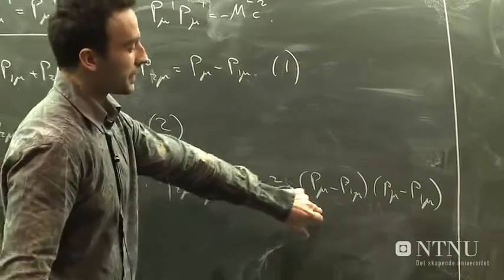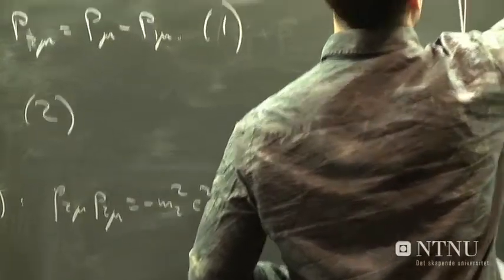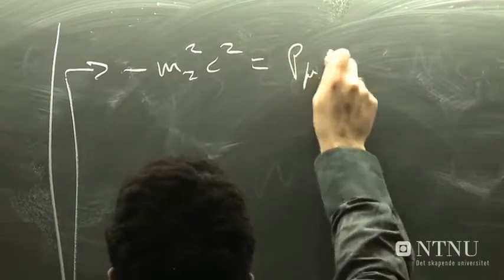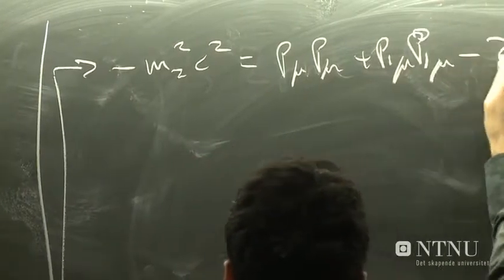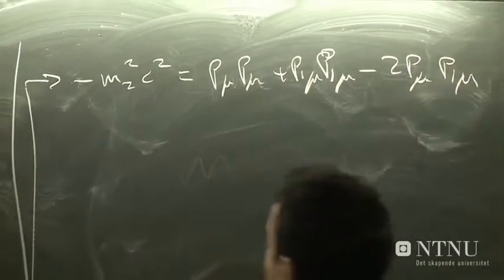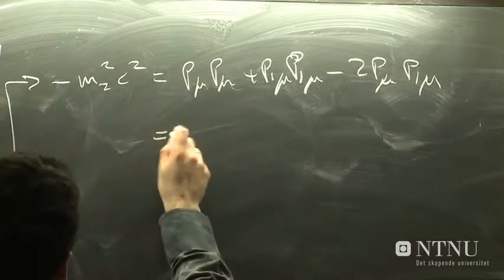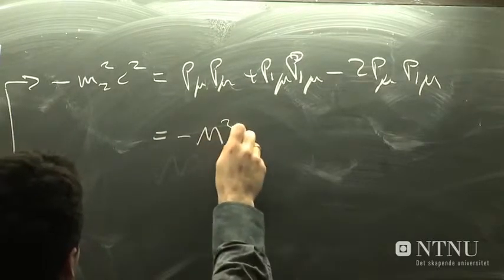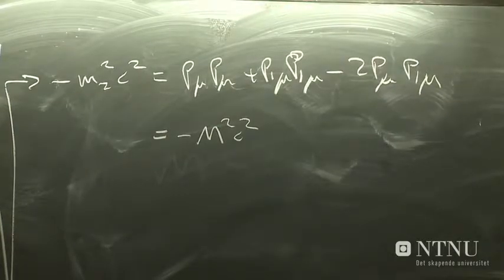Okay, now these vectors we know. So we can evaluate this right-hand side. So this is just writing out the square. And so using the invariance of each of these four-momentum vectors, we get that this first one should just be minus M squared c squared.